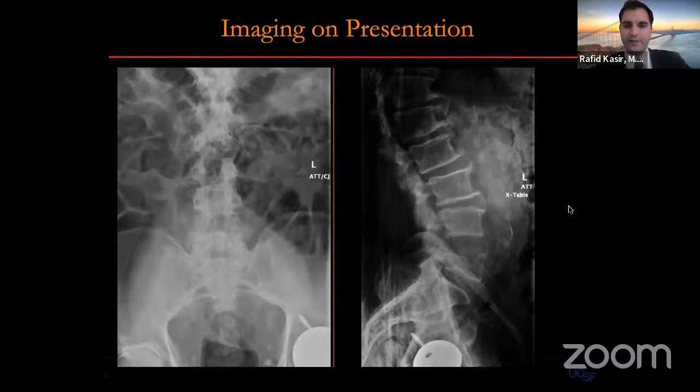X-rays on presentation are here. Especially on the lateral, we see erosion of the superior end plate of L5. We see osteolysis in this region. Overall, the sagittal alignment is maintained. The lumbar lordosis is 55 degrees here. We do note a surgical history of a total hip replacement on the left side as well.